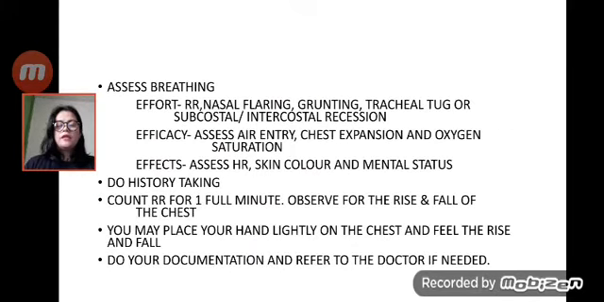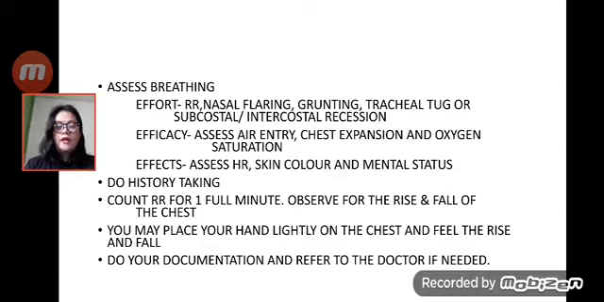Then another thing is to assess the breathing pattern of the baby. For the effort, you need to check the respiratory rate of the infant. You need to check if there is nasal flaring, grunting, tracheal tug, or subcostal or intercostal recession. You will be seeing these with a baby who has a respiratory problem. These common problems that I'm referring to, you will see in a video that I will be showing you later on.